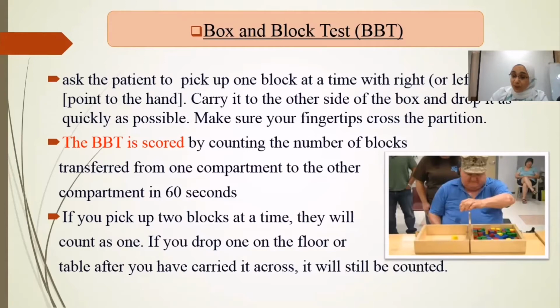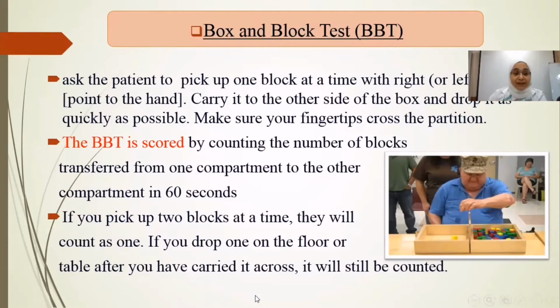With 150 blocks, it should be in 60 seconds. So in 60 seconds, you count how many blocks the patient moves from one container to the other. But because it's not 150, we will choose only 30 blocks, and it will be only 12 seconds. So you count in 12 seconds how many blocks the patient moves, and we can compare the right and the left. So remember again, it's only 30 blocks, 30 cubes, in 12 seconds.